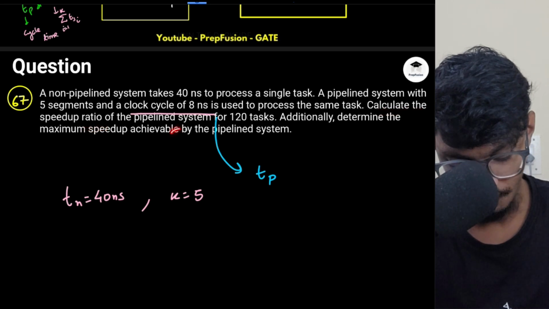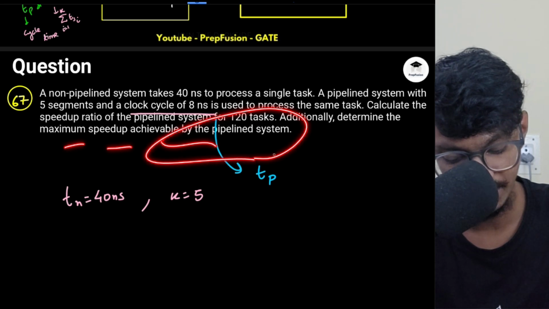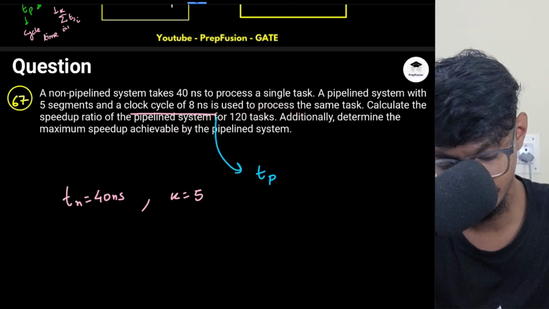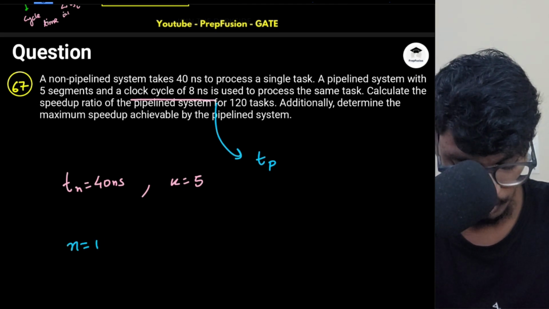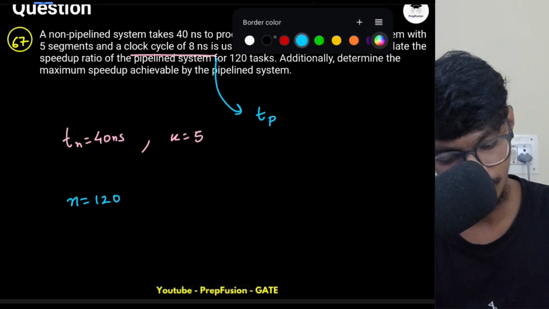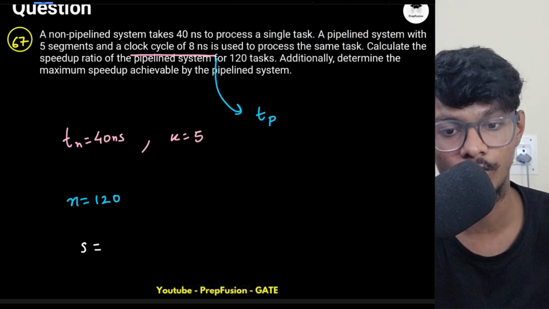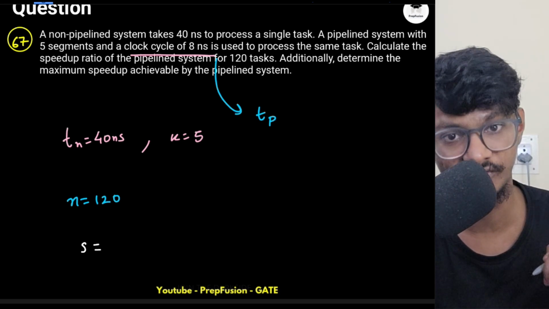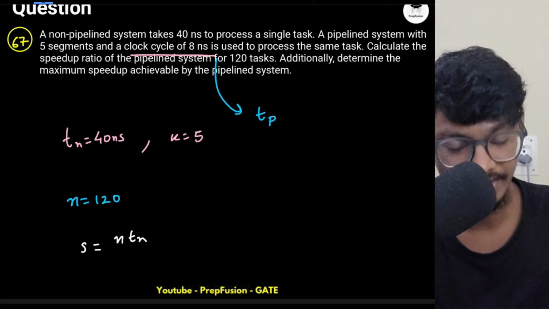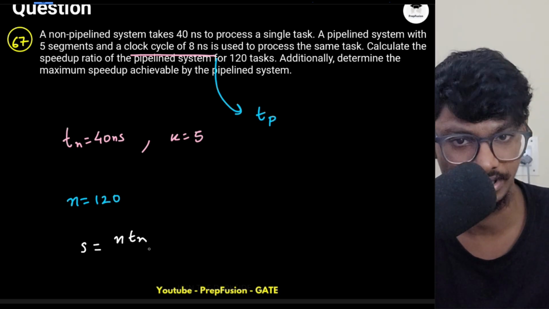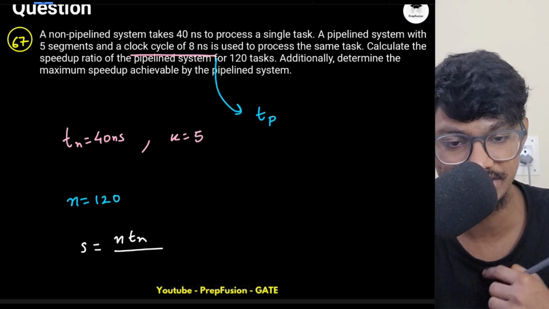Calculate the speed up ratio of the pipeline system for 120 tasks. Additionally, determine the maximum speed up achievable by the pipeline system, that is the ideal speed up. First I will calculate the speed up for n equals 120. Speed up is the execution time of a non-pipeline system divided by the execution time of a pipeline system. The execution time of a non-pipeline system is n tasks into the time taken to execute an individual task, divided by the total time taken by the pipeline system to execute the same number of tasks.